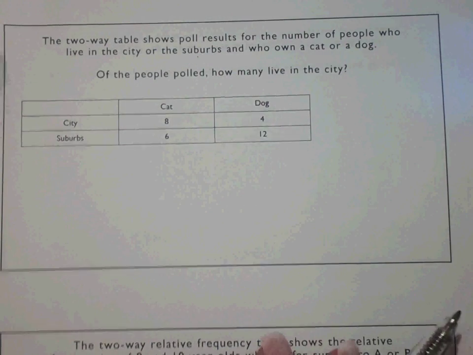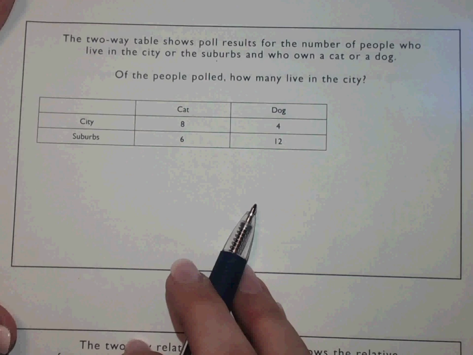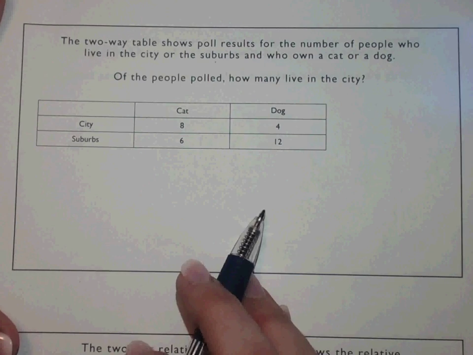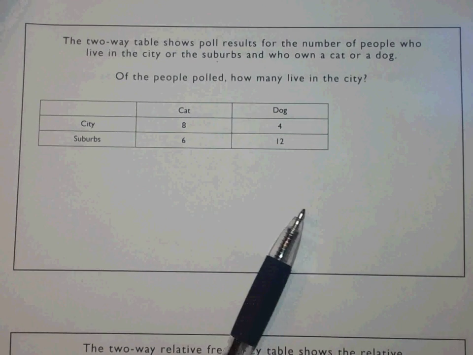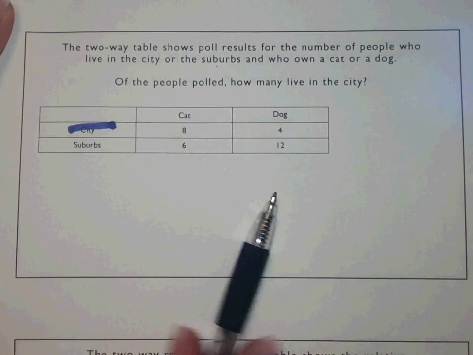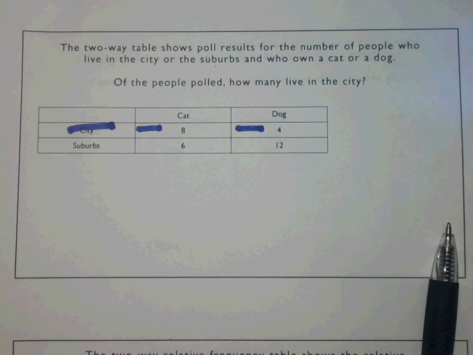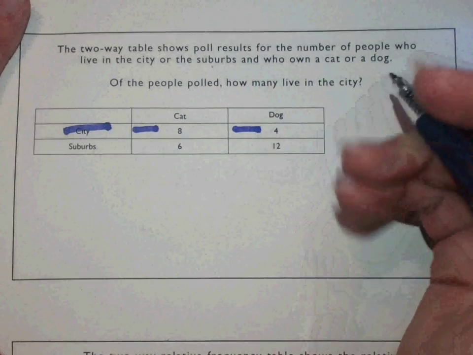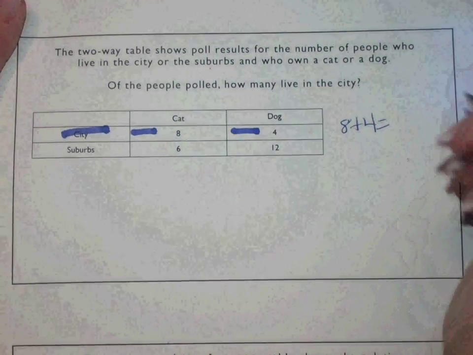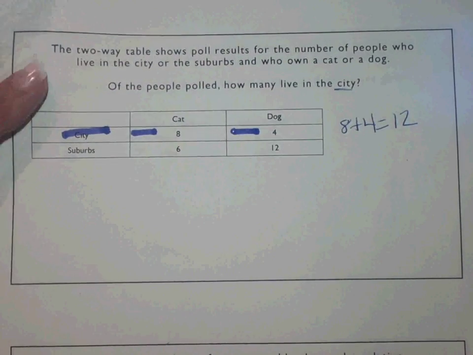Okay, let's look at another one. This two-way table shows poll results for the number of people who live in the city or the suburbs and who own a cat or dog. Of the people polled, how many live in the city? So the city is right here. So it's this whole thing. That's that whole row. So to find out the total that live in the city, we're just going to add the two values, 8 plus 4, and I do get 12. So 12 people live in the city.